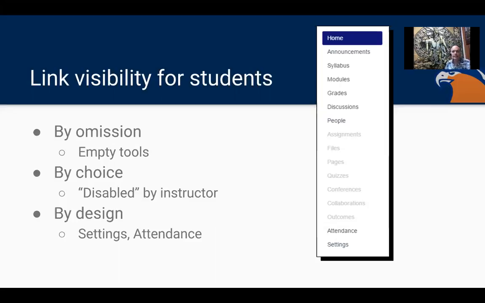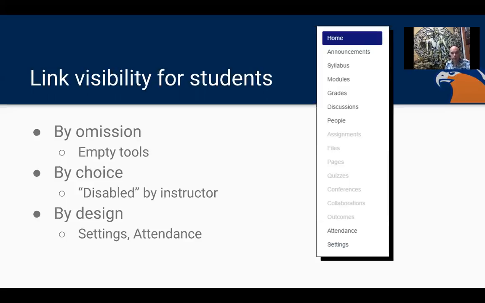As an instructor, I can disable any of the links on course navigation, and in that case, I don't want my students to access that directly. And then finally, by design, two links, for example, that are never visible to students are the settings and the attendance links. Settings, of course, is how we instructors can make changes to our course, and attendance is a tool for face-to-face classes to help us record attendance for our students.